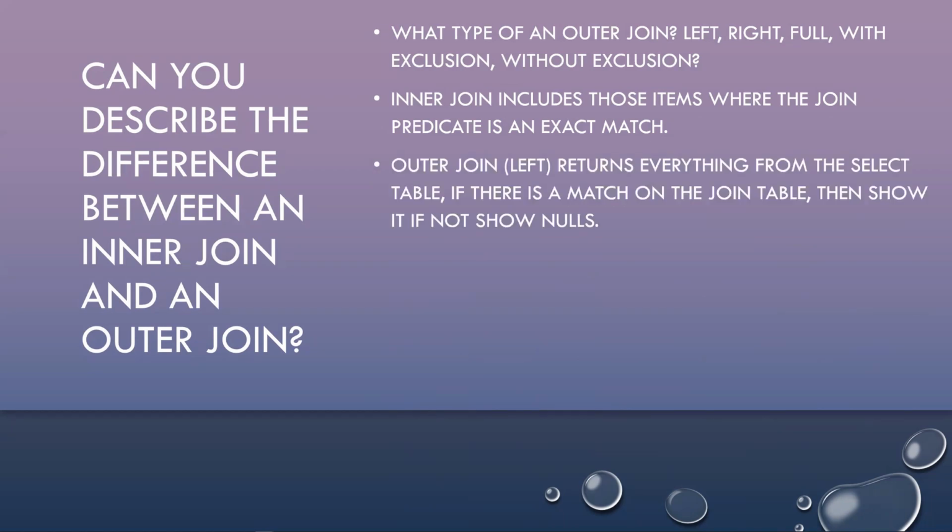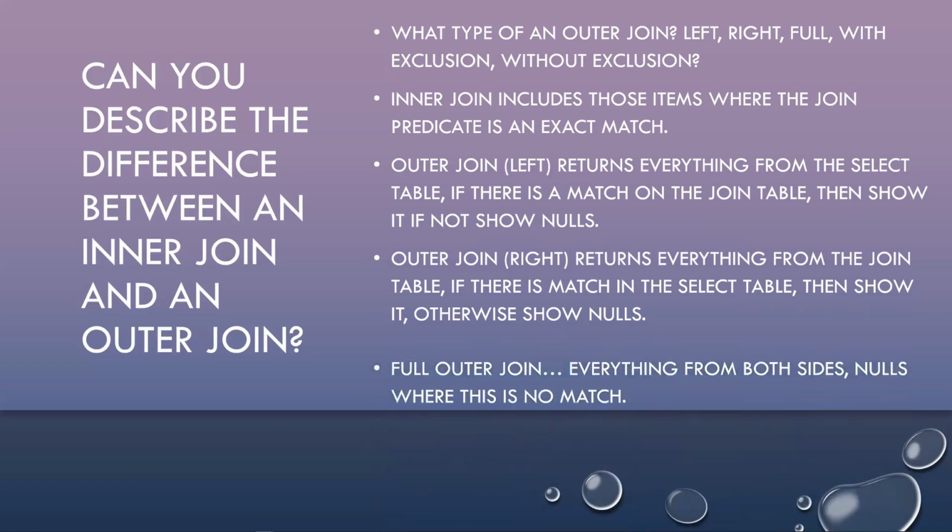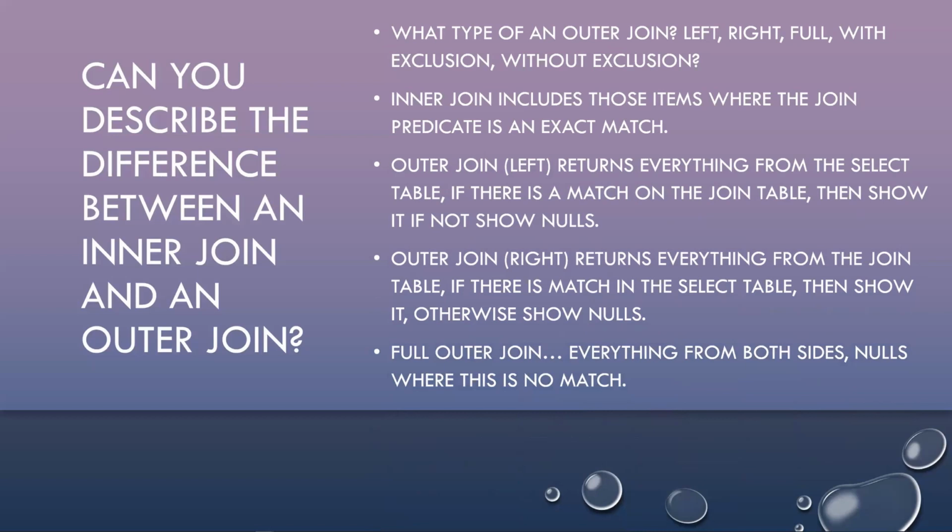You could say that the outer join, a left outer join, returns everything from the select table. And if there's a match on the join table, then it shows it. If it's not a match, it shows nulls for those. Same thing flipped around backwards with the right, where it says if there's a match in the select table, then show it. Otherwise, it shows nulls. You could say that a full outer join, everything from both sides, and it puts in nulls where there's not a match. Or you could probably go into much more detail on these, but I would just be careful.